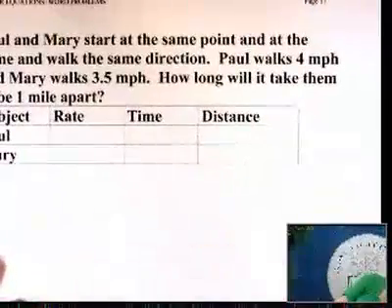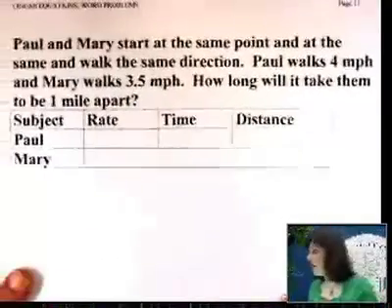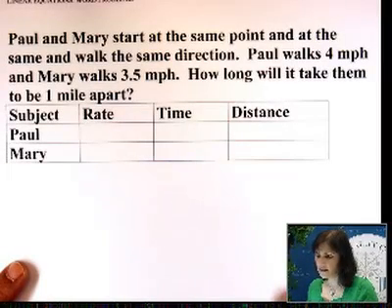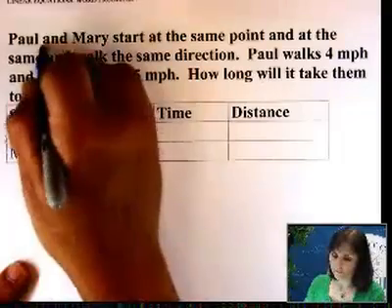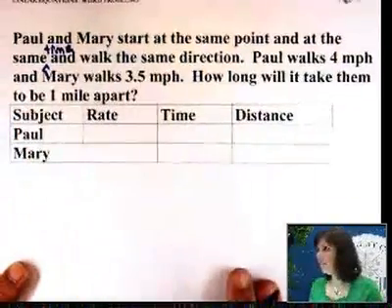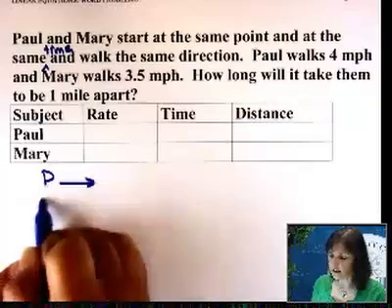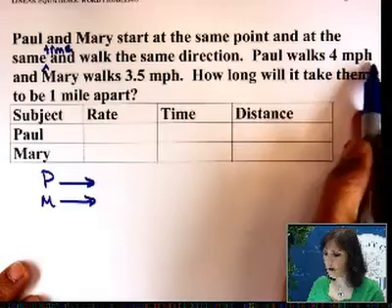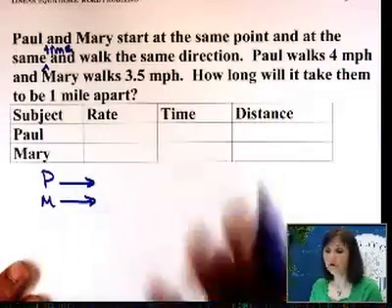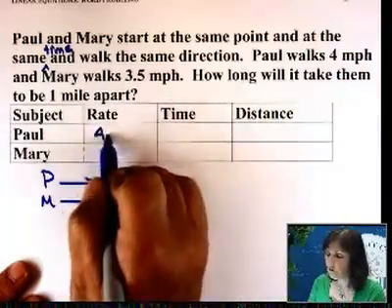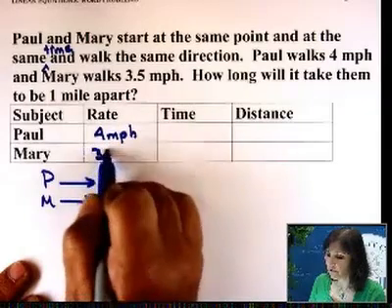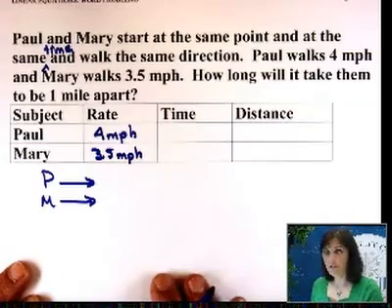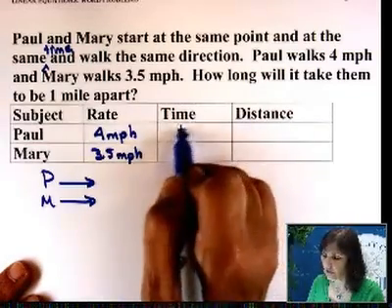All right, let's see, how much time do I have? 5 minutes. This is my last one I will do. Paul and Mary start at the same point and at the same time and walk in the same direction. Here's Paul walking, here's Mary walking. Paul walks 4 miles per hour and Mary walks 3.5 miles per hour. And they walk the same amount of time. So how's that work? If my time is t, let's call it t.